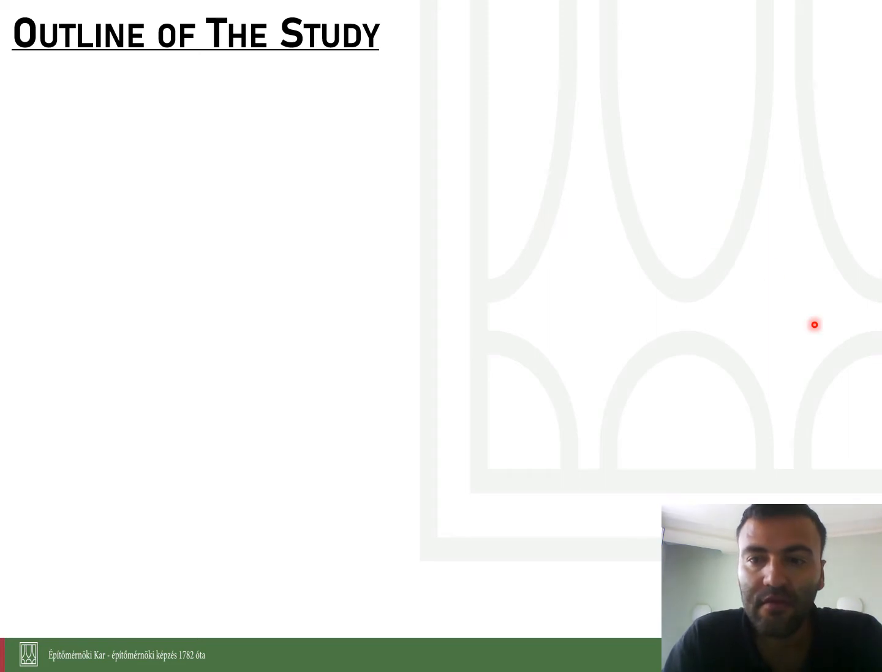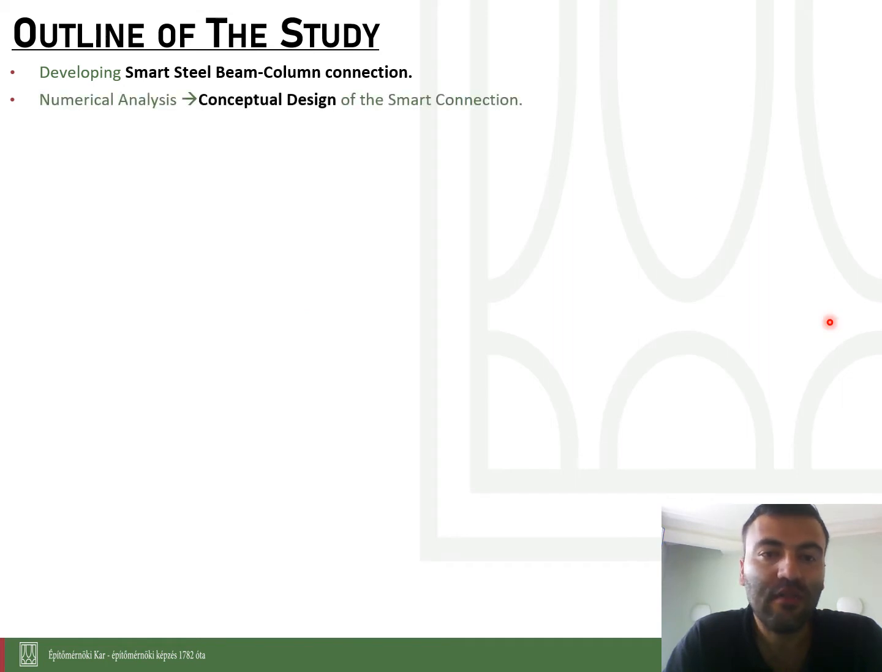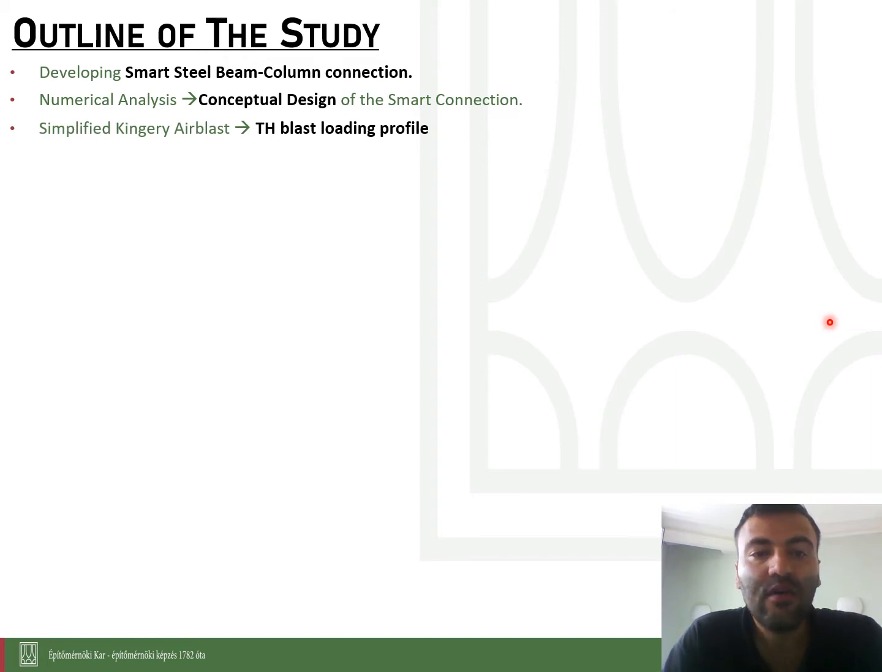First of all, we develop a smart steel beam column connection. This is very essential to develop a finite element model, and then numerically we analyze, then we propose conceptual designs of these smart connections. For this purpose we need blast modeling, blast overpressure modeling. So we have a simplified Kingery air blast calculation in order to draw the time history blast loading profile.